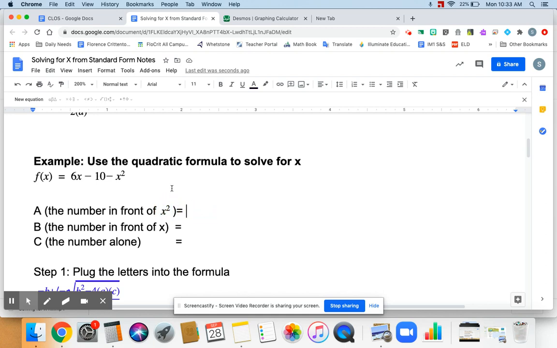So right now, what's the number in front of the x squared? Well, we have a negative, and then if there's no number there, it's an invisible 1. B is always the number in front of x. So right now, what's the number in front of x? 6. And C is always the number alone. And right now, what's the number that's alone? It's a negative 10 because of the minus in front.